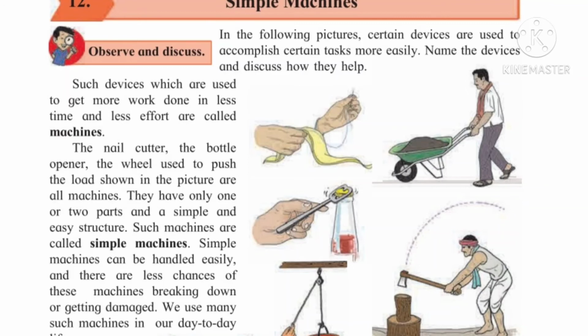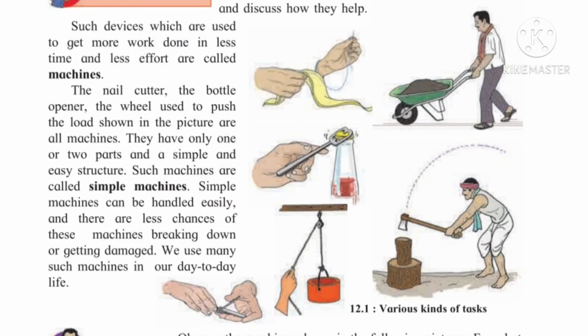Then a nail cutter. A nail cutter is used for trimming the nails with ease and safety. Then a pulley. A pulley helps to lift weights easily. We can pull up things efficiently with the help of a pulley. Then an axe. An axe is used for chopping wood.